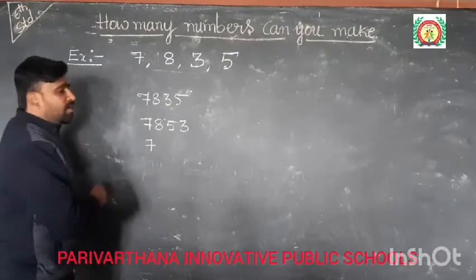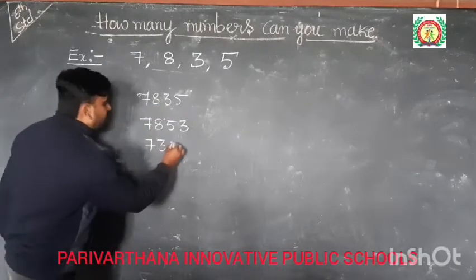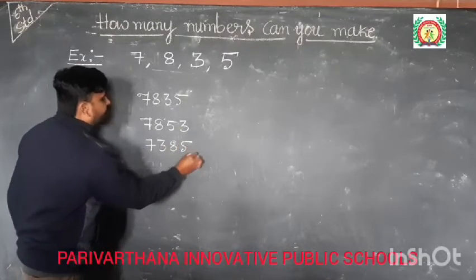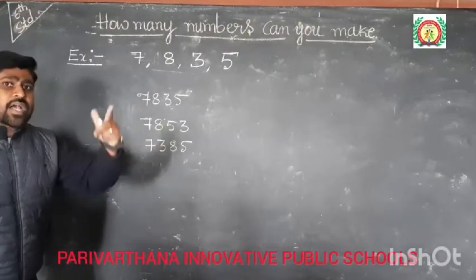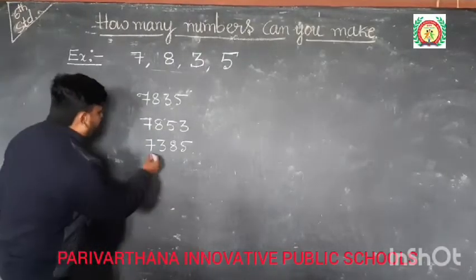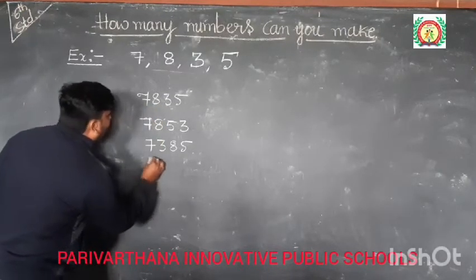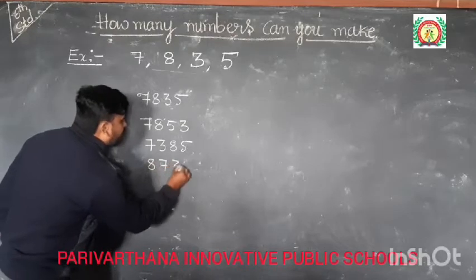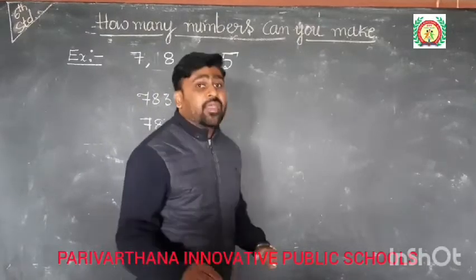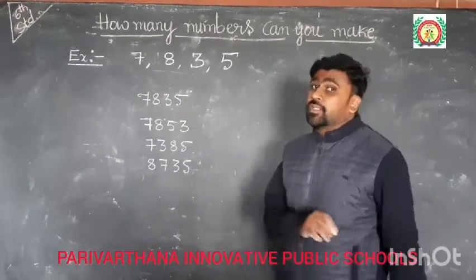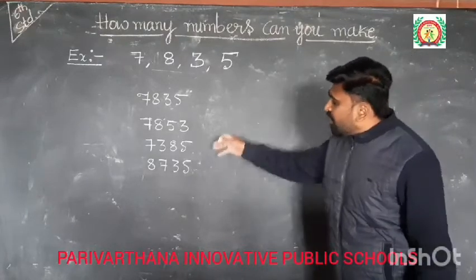7,000. Now let's shift the 8 and place 3. 7,385 is another number. Next, now let's shift the 7 and place 8 there. 8,735. Like that we can make many numbers. Understood? We can make many numbers.